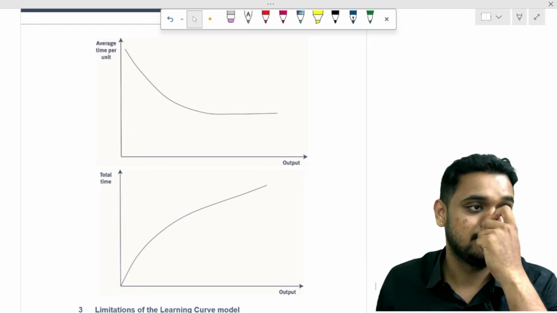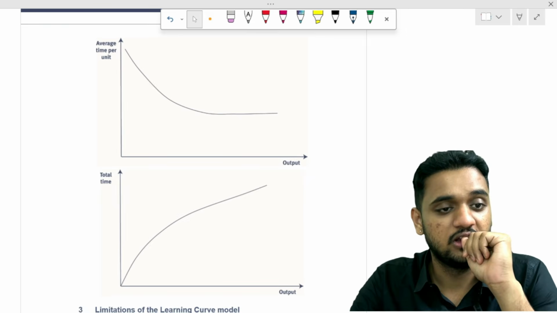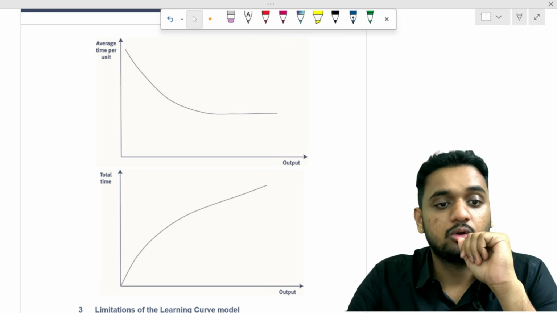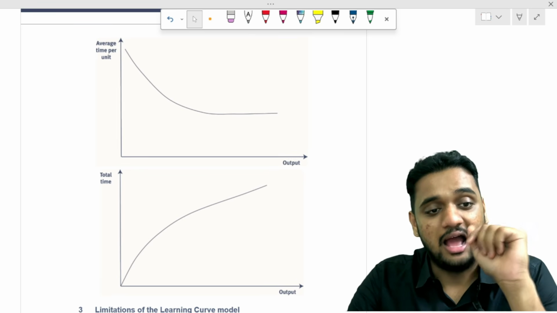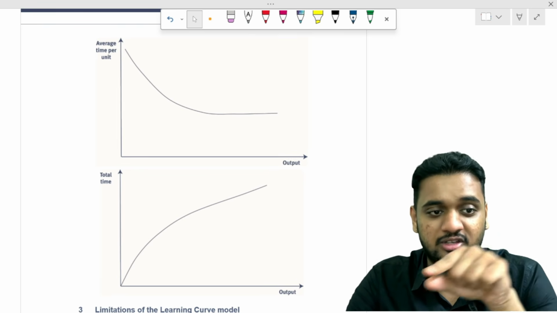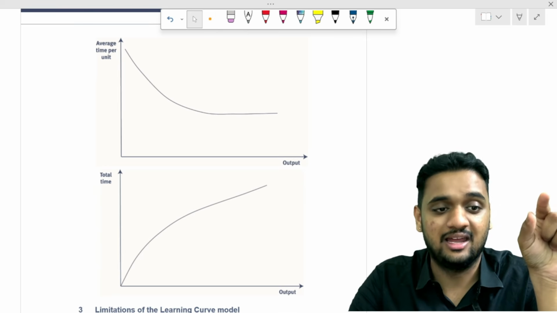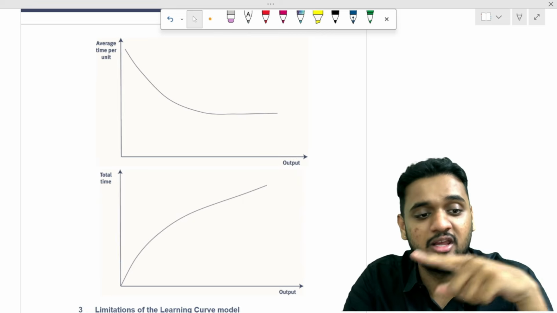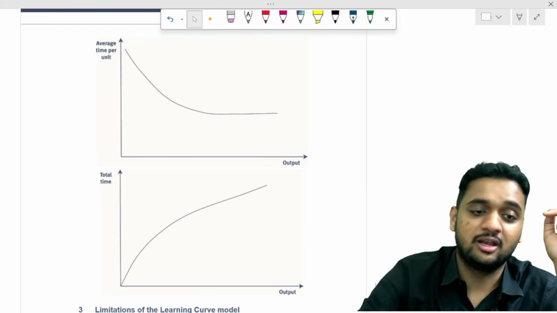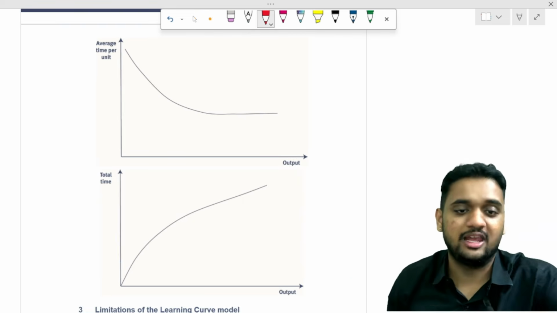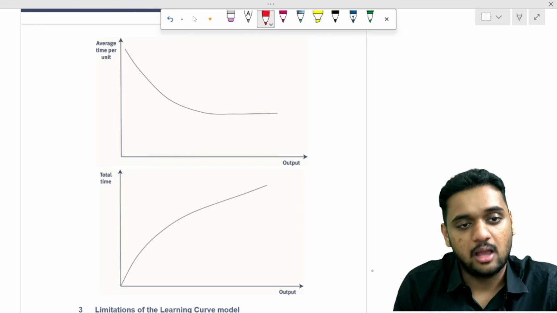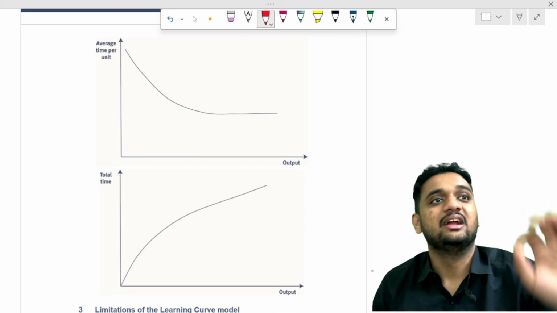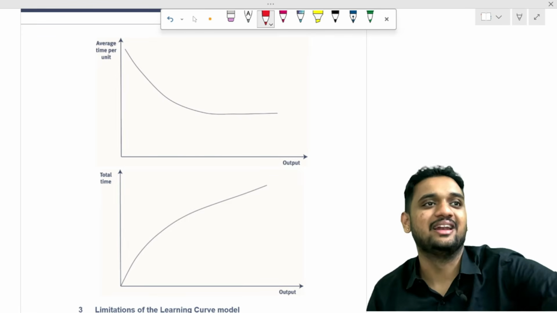You have two graphs given to you. Look at the first graph. As my output keeps on increasing, my cumulative average time per unit keeps on reducing. As my output keeps on increasing, my total time keeps on increasing. Understood? Sir, when output increases, my average time keeps on reducing? No, it reduces up to a certain level only.